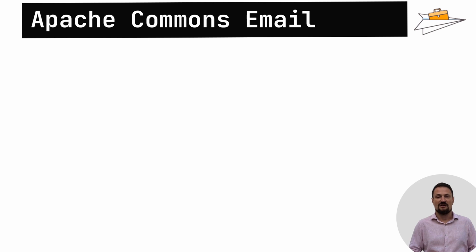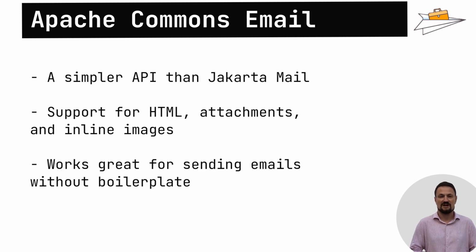Now, let's talk Apache Commons Email. A lightweight wrapper over Jakarta Mail that gets the job done with less code. Why use it? It's got a simpler API than Jakarta Mail. Support for HTML, attachments and inline images. Works great for sending emails without boilerplate.